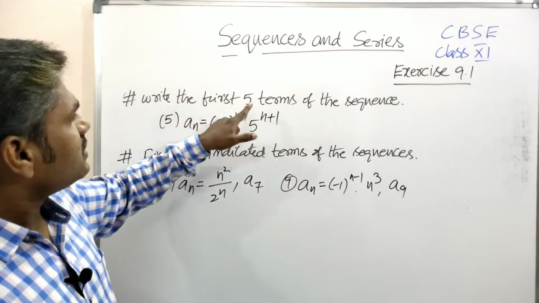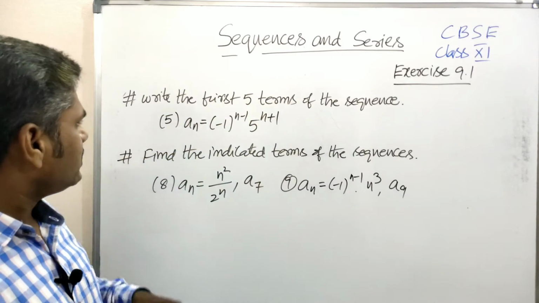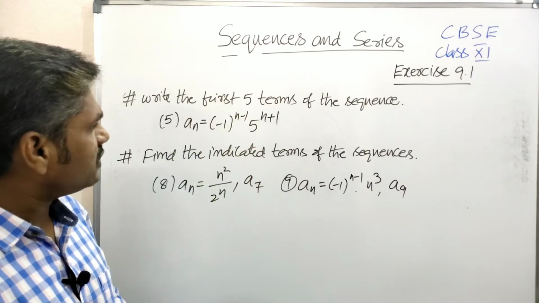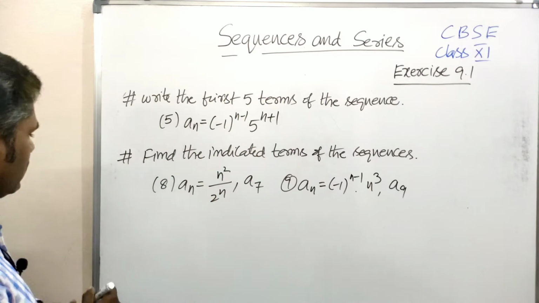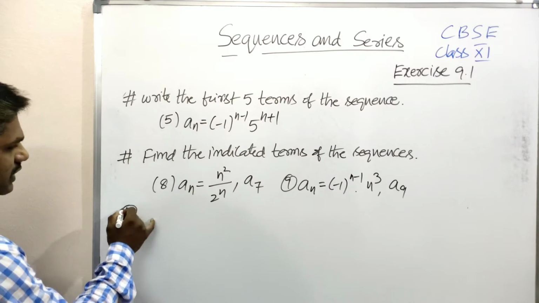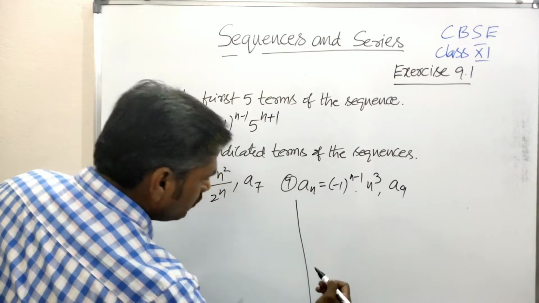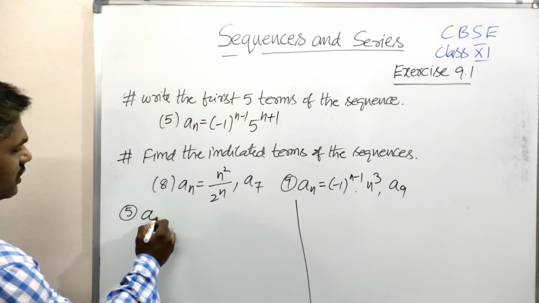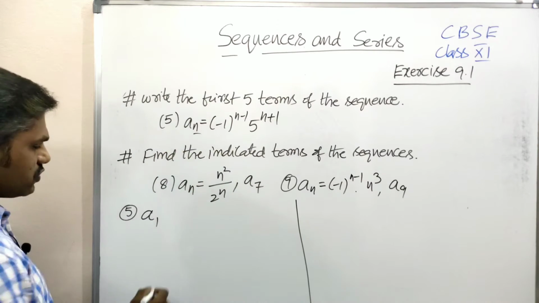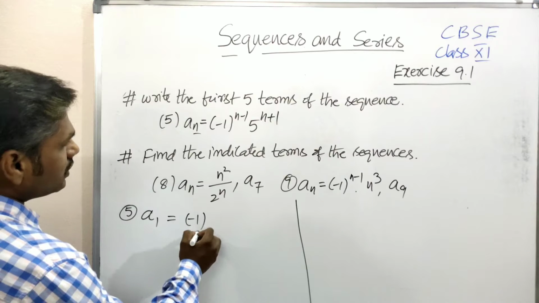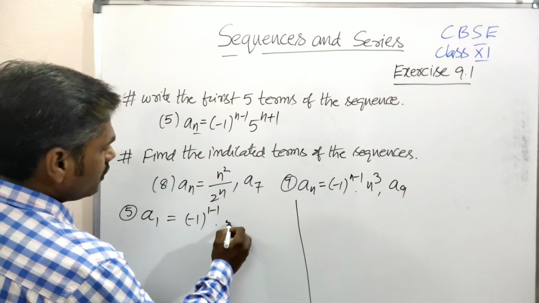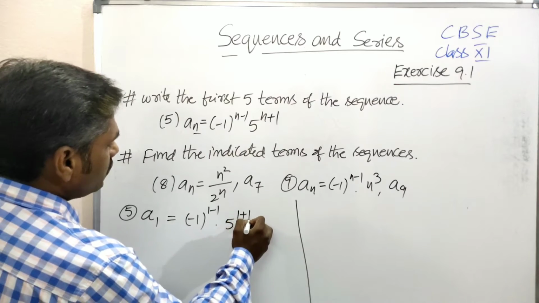Write the first 5 terms of the sequence whose nth term is (-1)^(n-1) × 5^(n+1). I am solving the 5th problem here. For this I am dividing the board into 2 parts. I want the first term, therefore put n = 1: (-1)^(1-1) × 5^(1+1).